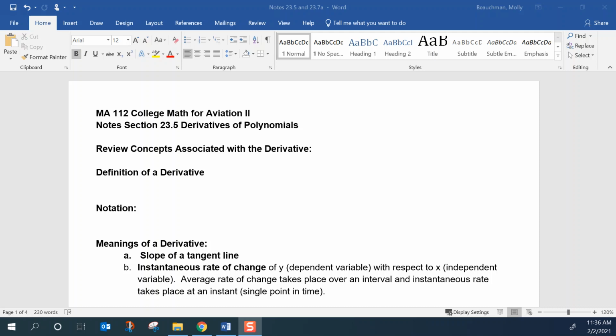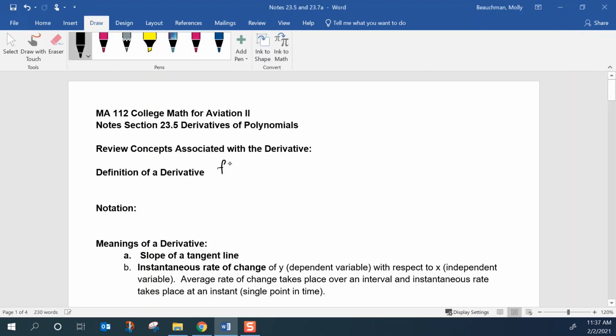In this video, we're going to take a look and see how to find the derivative of a polynomial. Just a reminder, the definition of a derivative for a polynomial or any type of function is: the derivative f prime of x is equal to the limit as h approaches 0 of f of x plus h minus f of x over h.